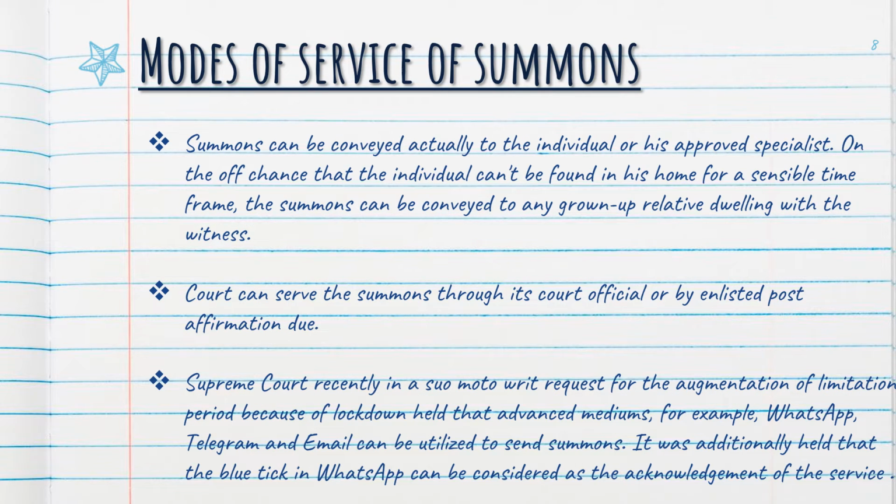Now, modes of service of summon. Summons to witnesses can be served in different ways, as they may be served on the defendant under Order 5. Summon can be delivered personally to the person or his authorized agent. If the person cannot be found in his residence for a reasonable time, the summon can be delivered to any adult family member residing with the witness.